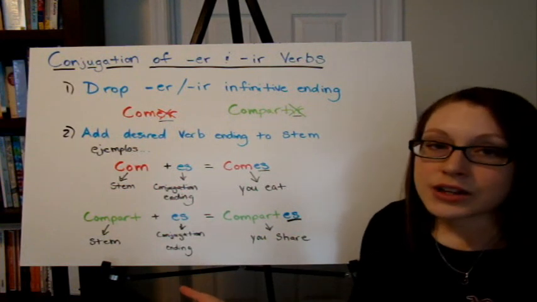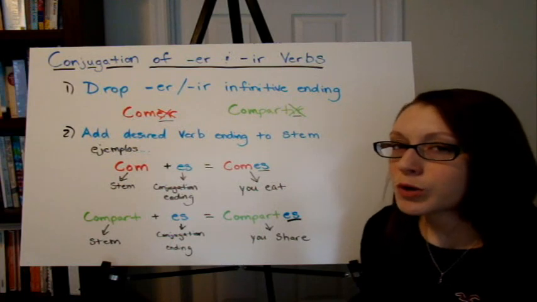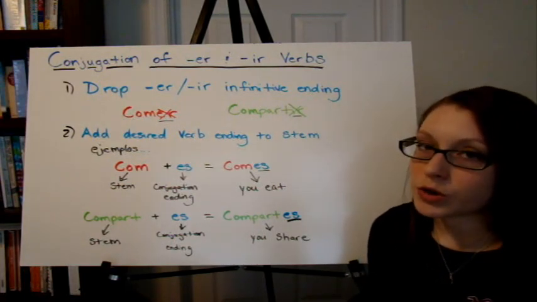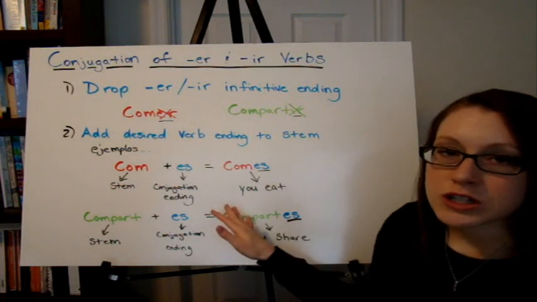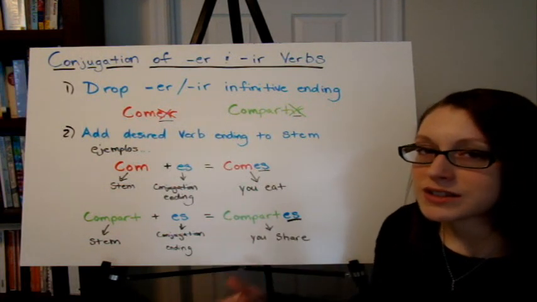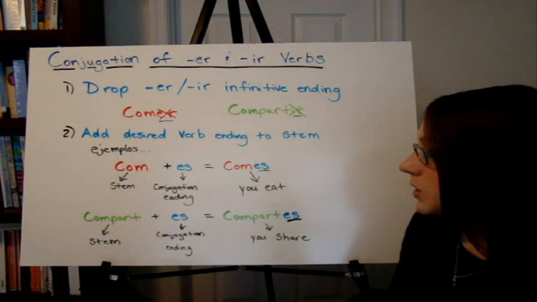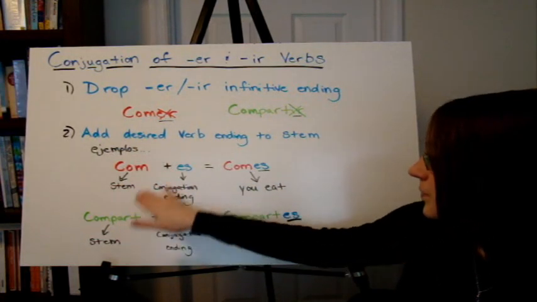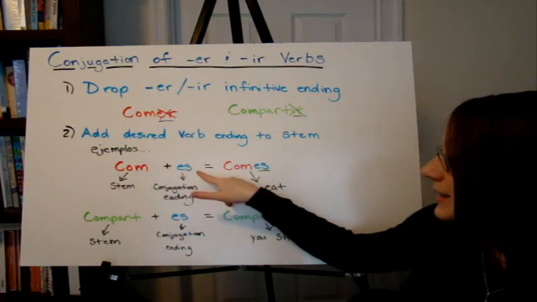And then we need to decide who's going to be doing the action. For example purposes, I'm going to say that you are doing the action, you informally. I'm not showing you the conjugation chart yet. Again, I'm just showing you the process. The next board will show you the conjugation endings. But let's say it's you eat. So to the stem here, I'm going to add es.